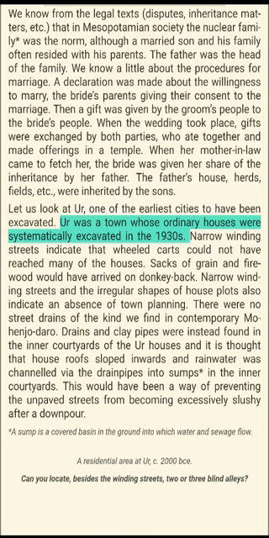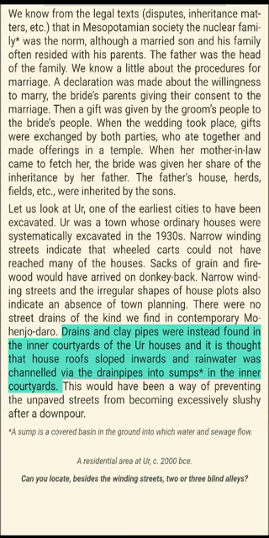Let us look at Ur, one of the earliest cities to have been excavated. Ur was a town whose ordinary houses were systematically excavated in the 1930s. Narrow winding streets indicate that wheeled carts could not have reached many of the houses. Sacks of grain and firewood would have arrived on donkey back. Narrow winding streets and the irregular shapes of house plots also indicate an absence of town planning.